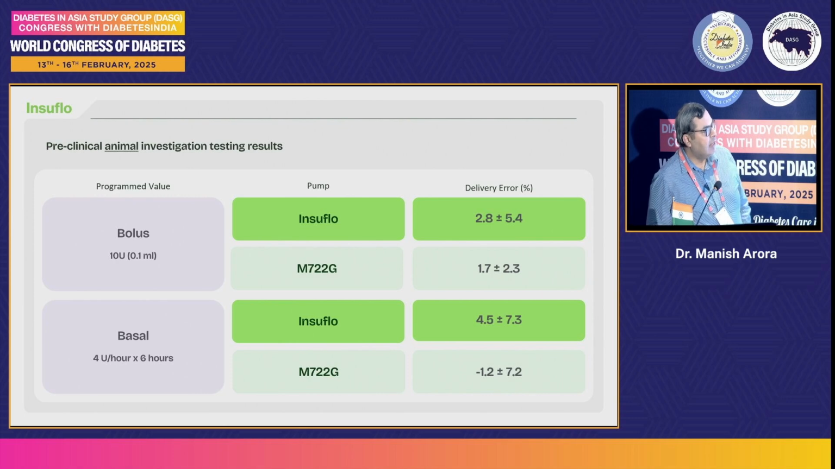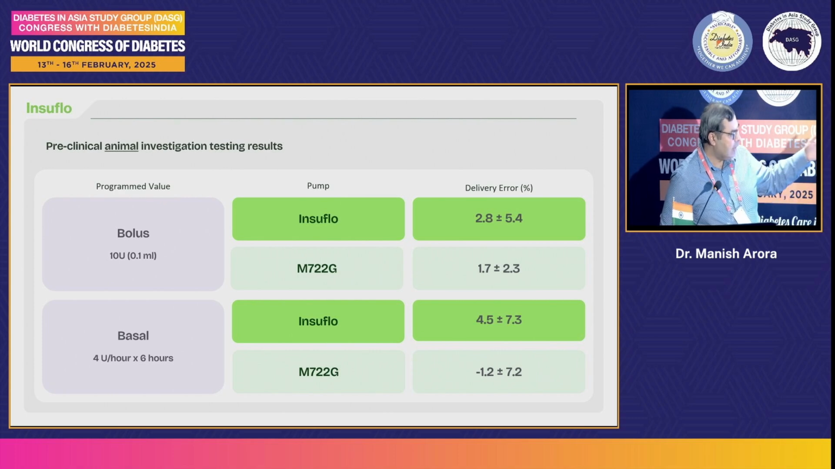Delivery accuracy is within the acceptable range, and the ranges of variation overlap with each other, for both basal and bolus delivery accuracies as well. These are standardized tests which we have seen in other pumps being developed to be evaluated as well.